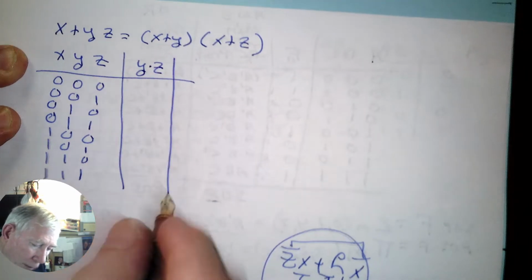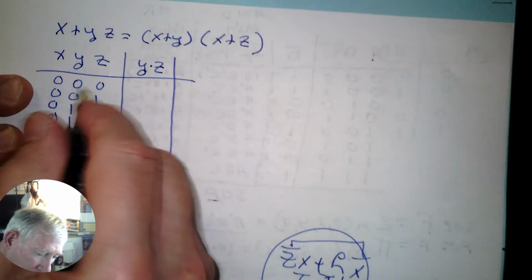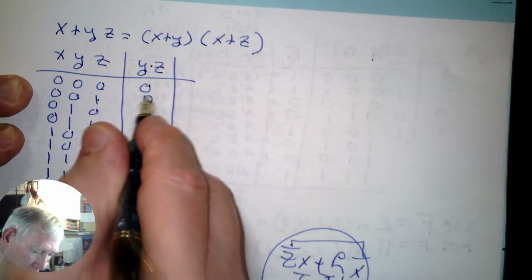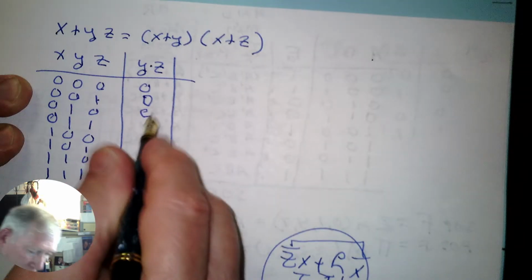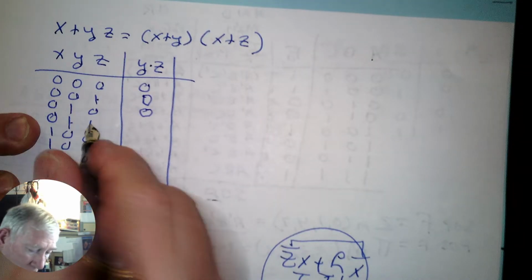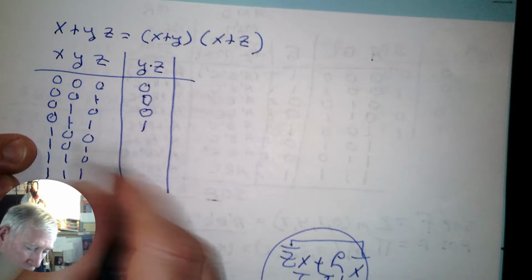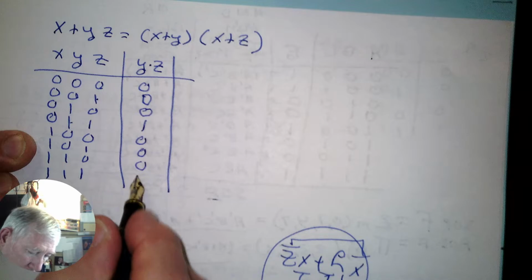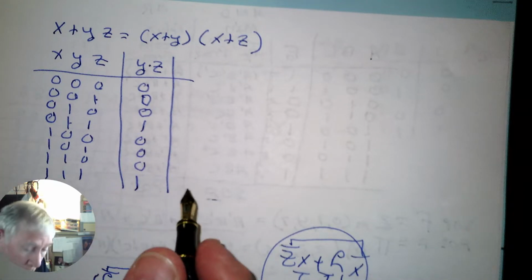If we AND y and z, 0 ANDed with 0 is 0. 0 ANDed with 1 is 0. 1 ANDed with 0 is 0, because remember, both inputs have to be 1. 1 ANDed with 1 is a 1. Then 0, 0 is a 0. 0, 1 is a 0. 1, 0 is a 0. And 1, 1 is a 1. So that's what we get for the yz term.